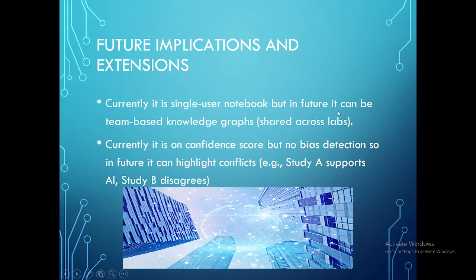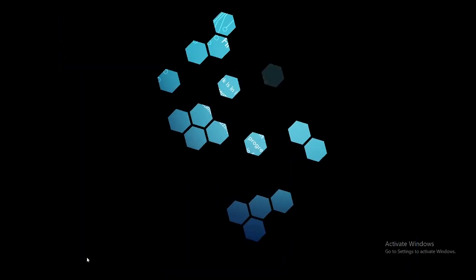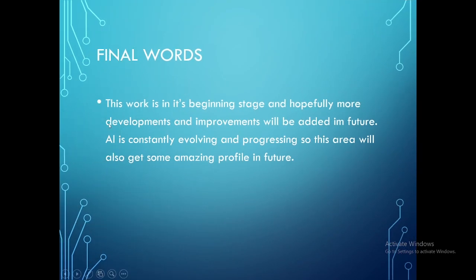Currently, it is a single user notebook, but in future it can be team-based knowledge graphs. And now it has a confidence score, but no bias detection. So in future, it can highlight conflicts like study A supports AI, study B disagrees, and also like this. My final words for this project is that it's just a beginning, and hopefully more development and improvements will be added in future, because AI is constantly evolving and every day we can see new developments and technologies come in place. So I hope that this area will also get some amazing profile in future.